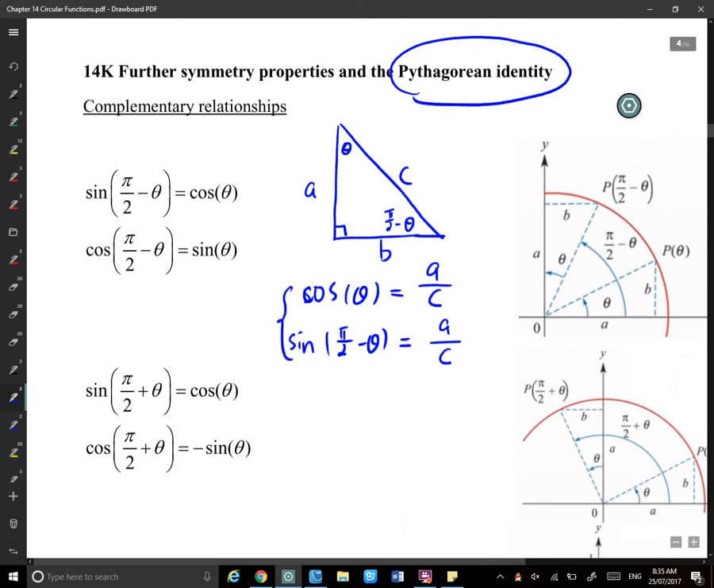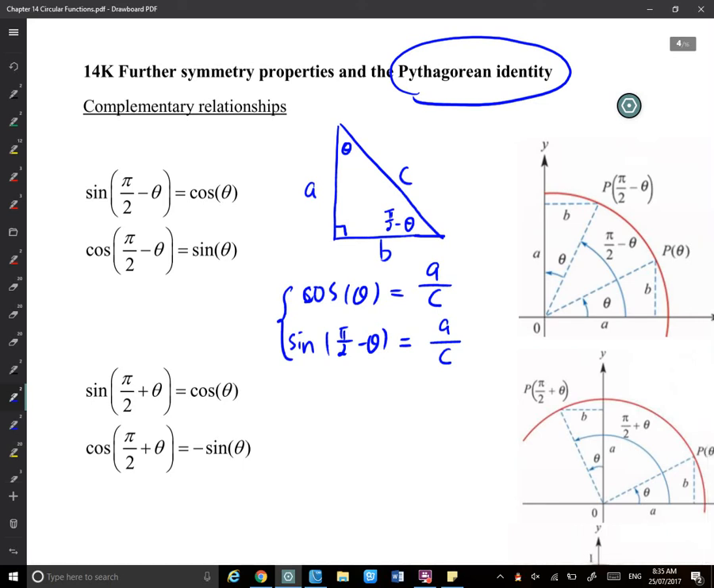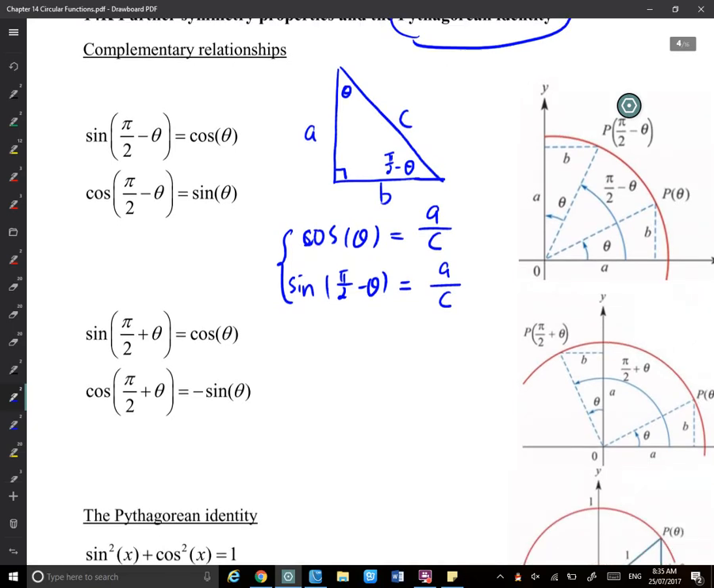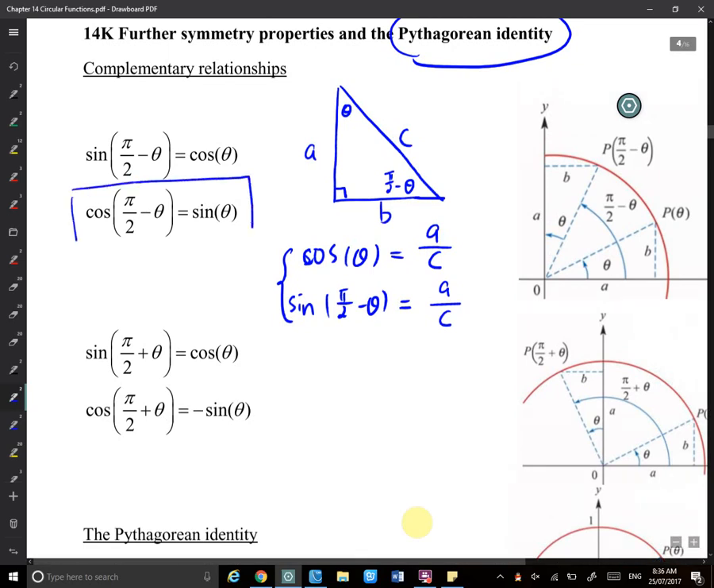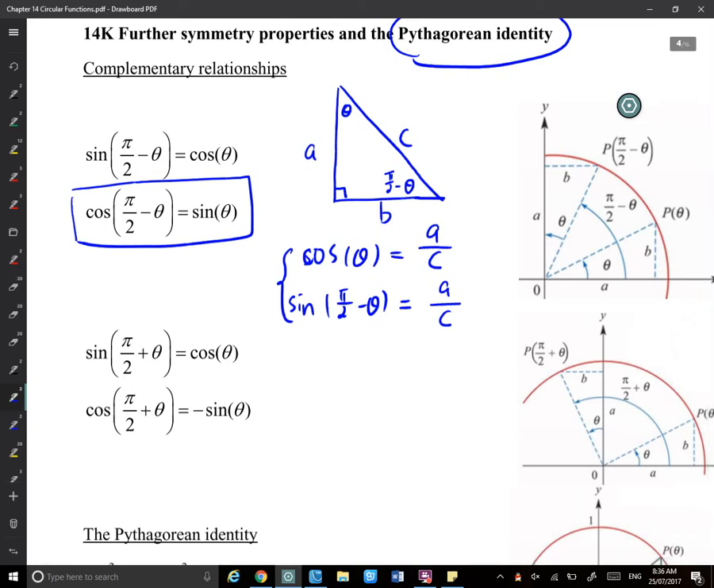So those two values are actually the same. They both give you a ratio of A over C because they are the two different angles in a right angle triangle. One is the opposite over hypotenuse and one is the adjacent over hypotenuse, which is the same length over the hypotenuse. So when it's 90 degrees minus theta, the sine will turn to cos. It's cos theta. And same reason for cos: cos of pi on 2 minus theta will be B over C, and sine theta will be B over C as well. So they give you the same value.